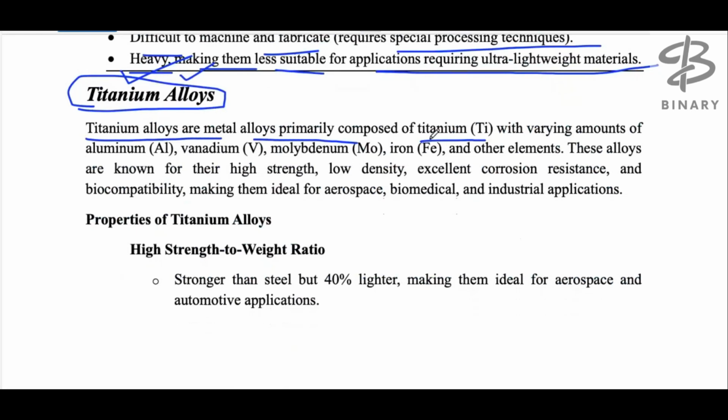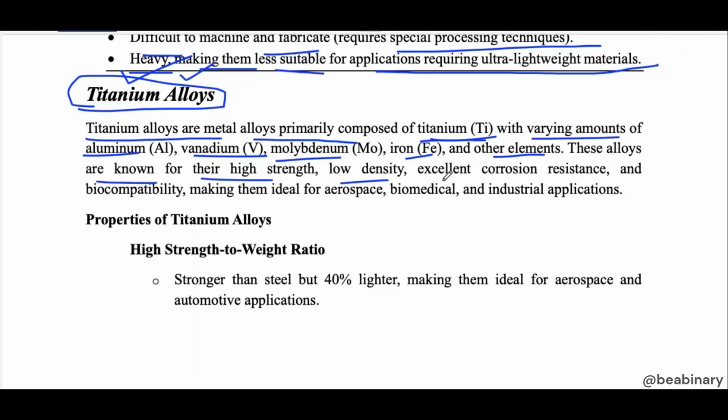So titanium with varying amounts of aluminum, vanadium, molybdenum, iron, and other elements. These alloys are known for their high strength, low density, excellent corrosion resistance, and biocompatibility, making them ideal for aerospace, biomedical, and industrial applications. So these all are the advantages and the applications that we are getting.